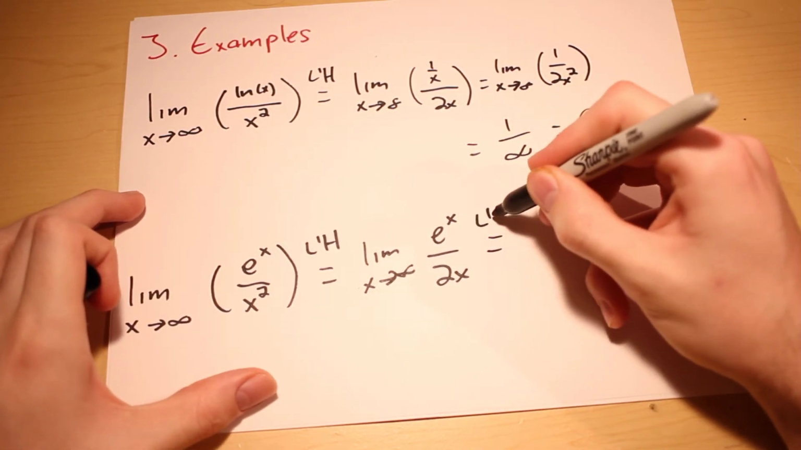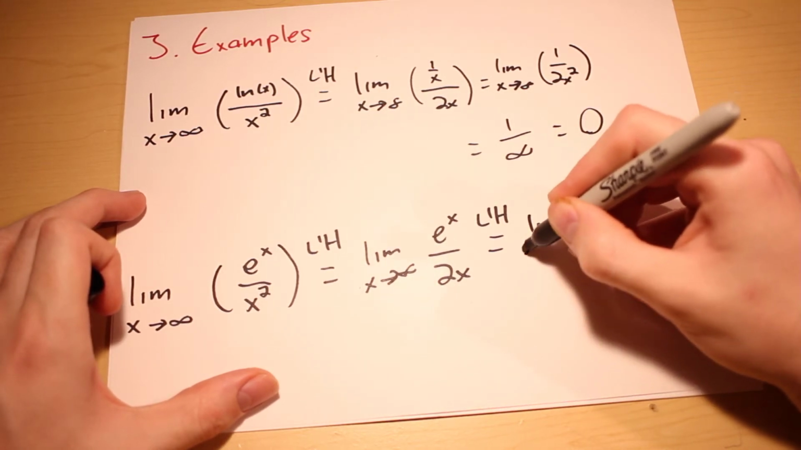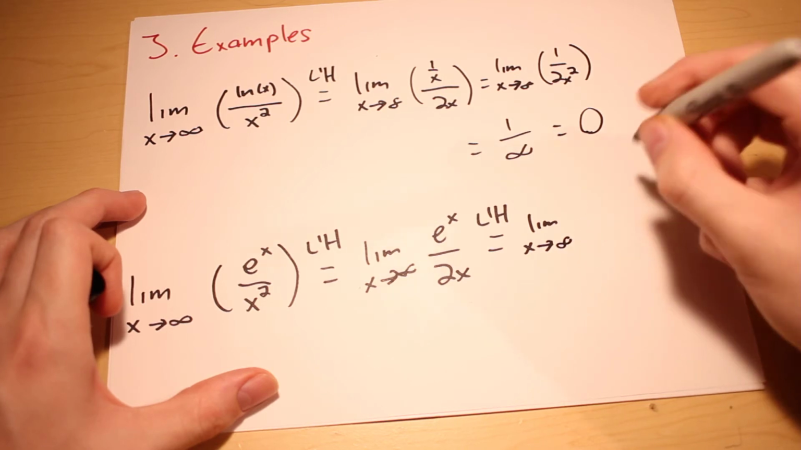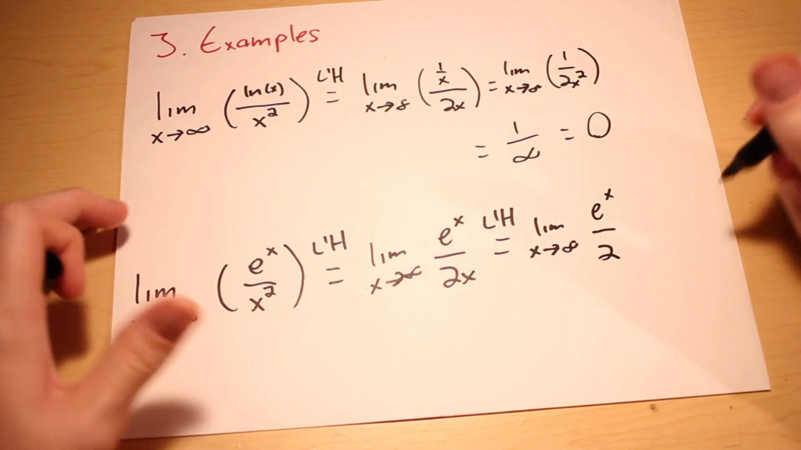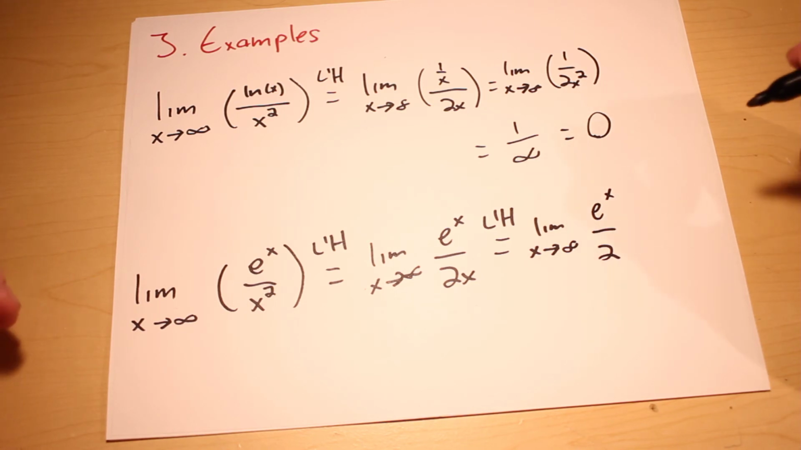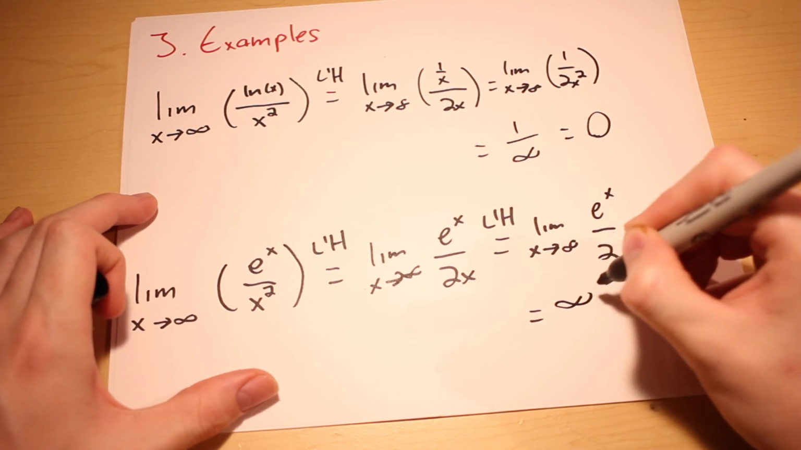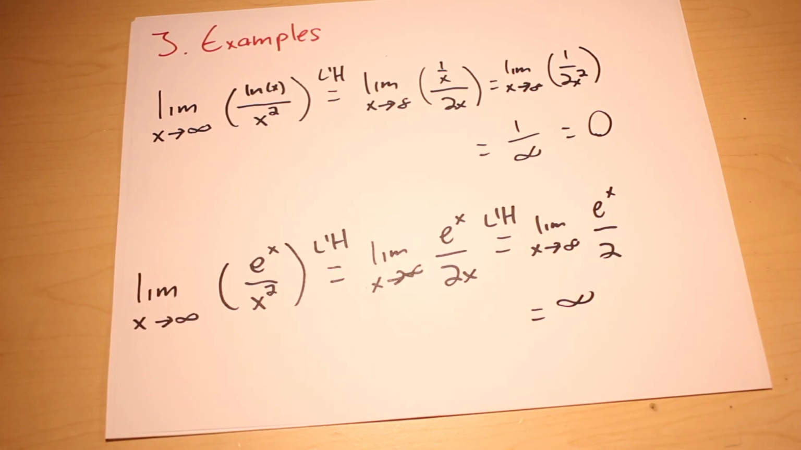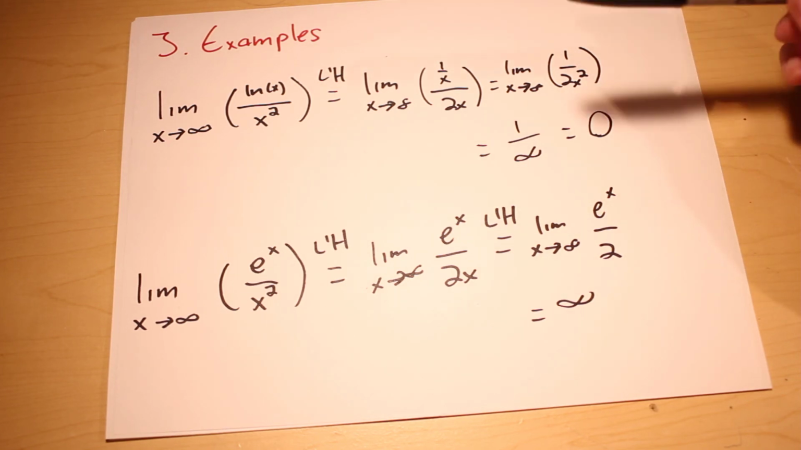meaning we're actually going to have to use L'Hopital's rule twice, resulting in the limit as x approaches infinity of e to the x over 2. Now this answer is much more useful to us, because now if we are to plug in infinity, we will receive simply infinity over 2, otherwise known as infinity. In this way, L'Hopital's rule can be very useful in evaluating limits that would otherwise result in indeterminate forms.